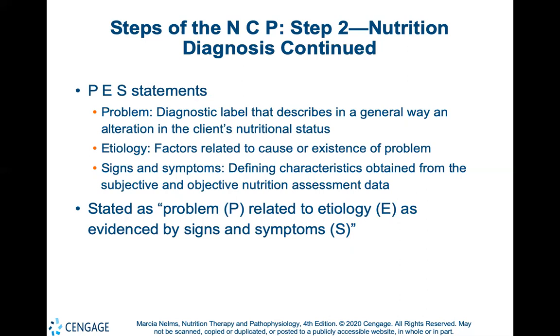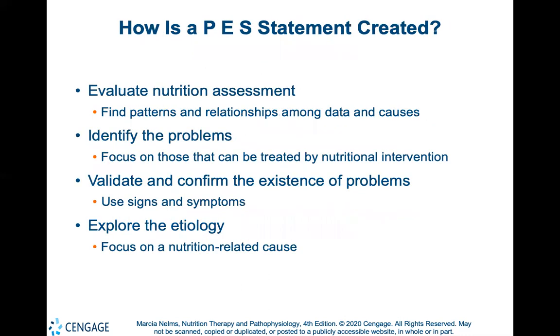It is generally stated in the following way: the problem related to the etiology as evidenced by the signs and symptoms. An example: unintended weight loss related to inadequate energy intake as evidenced by 8-pound weight loss within 4 weeks. The problem is the what. The etiology is the why. The signs/symptoms are the how do I know or how severe is the problem.